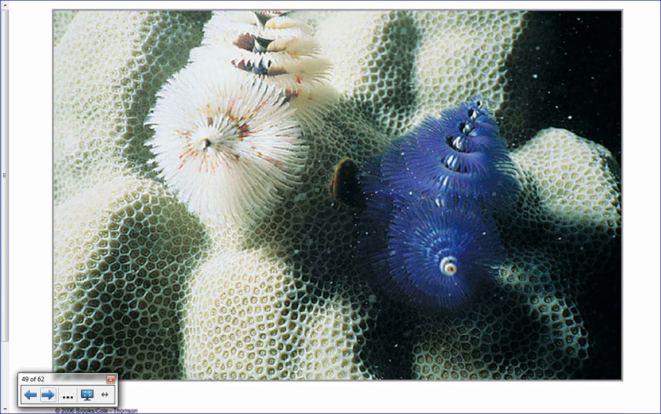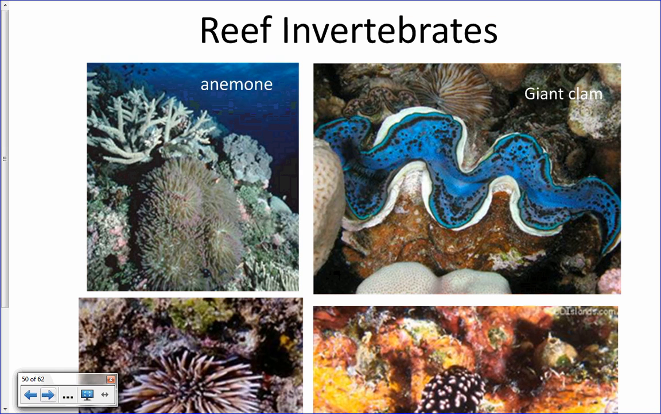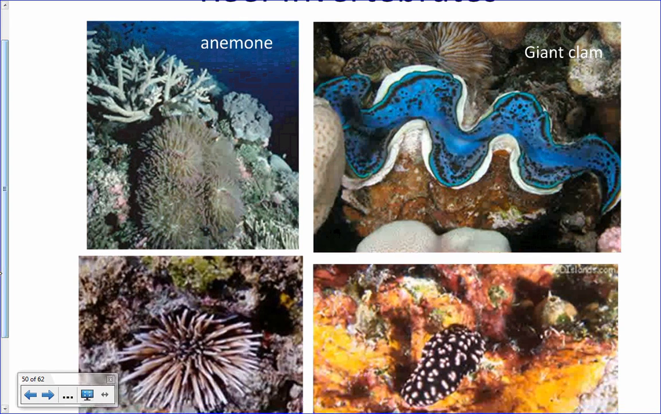There's a picture of your Christmas tree worm. Looks like a Christmas tree, but more colorful. There's some pictures of animals you'll find on the reef, like the invertebrates. So the anemone, urchin, mollusk like a sea slug, and a giant clam.